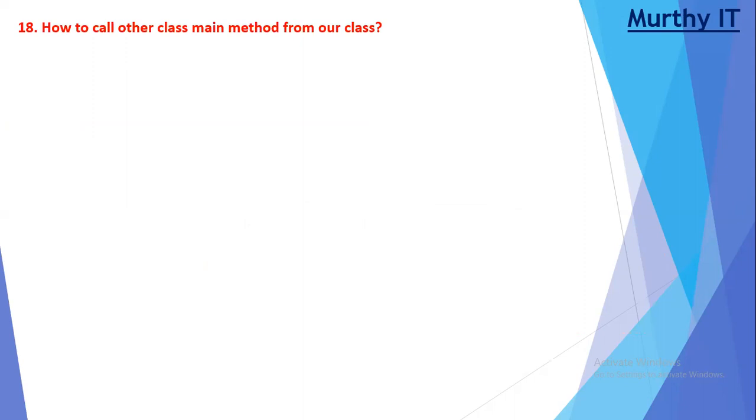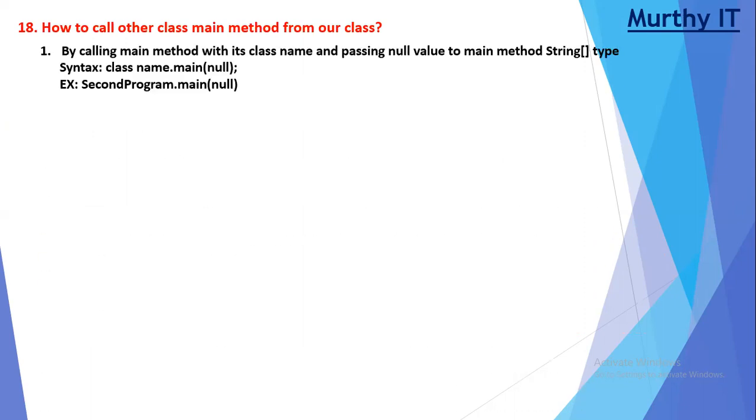How to call one class's main method from another class? There are two ways. The main method is a static method. Generally, how do we call a static method? By using the class name dot main method. When calling the main method, we need to pass a null value to the main method's String type parameter.